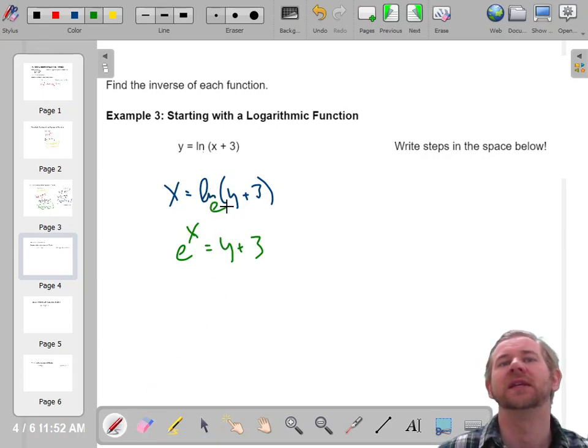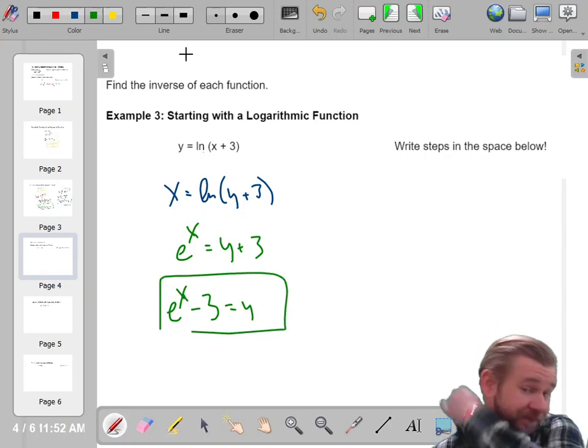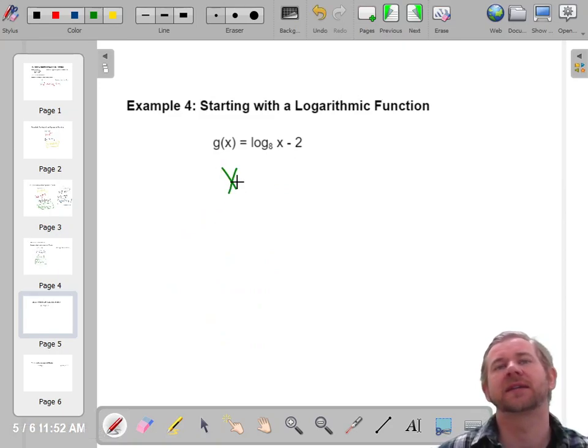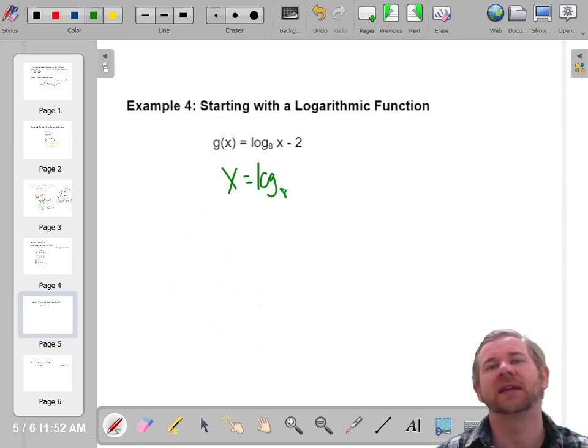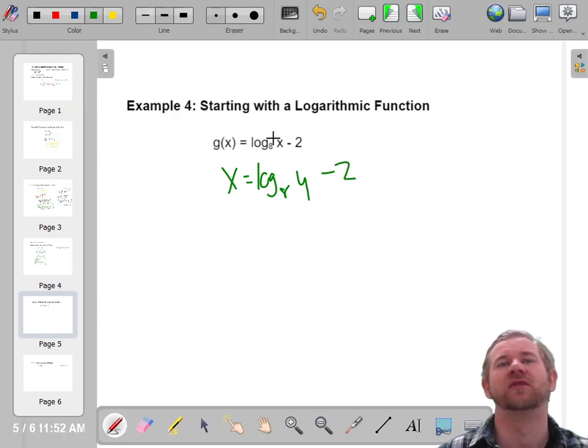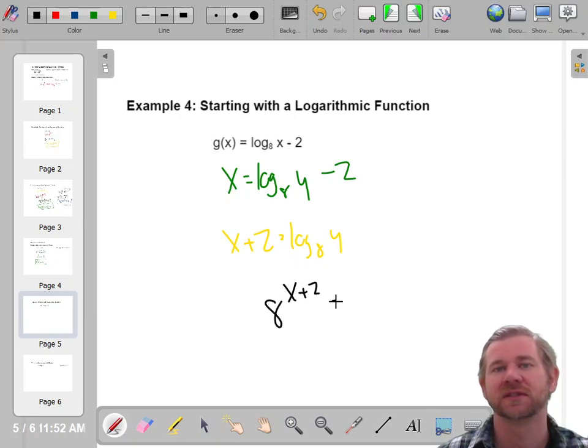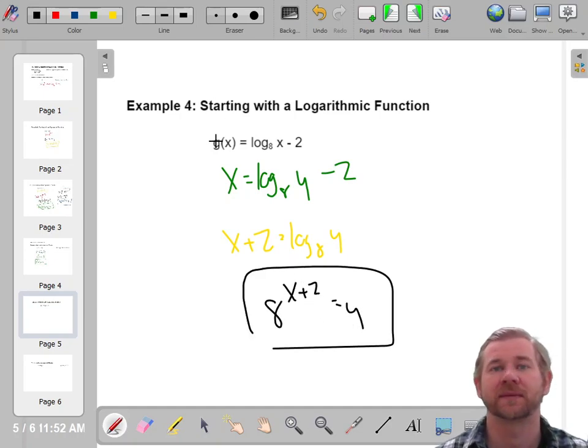Okay. So e to the x equals y plus 3. And then to get y by itself, subtract 3 on both sides. So e to the x minus 3 equals y. Let's try another one. X equals the base 8 log of y minus 2. So flip the input and the output. Now, I want to add 2. X plus 2 is the base 8 log of y. And now I can rewrite it as an exponent. 8 to the x plus 2 equals y.